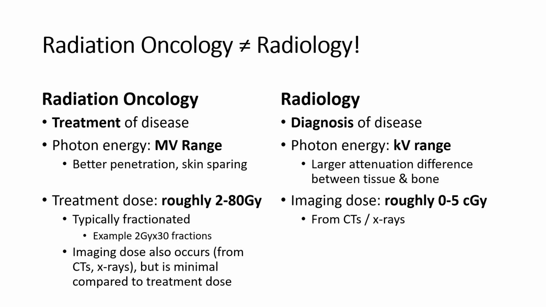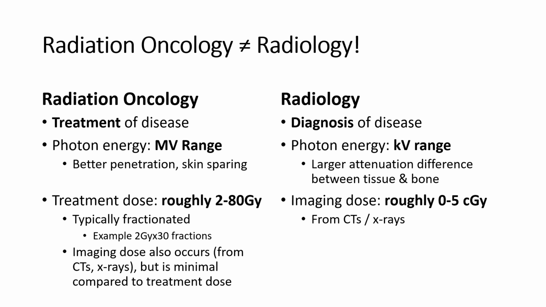In radiation oncology, we're talking about photon energies in the megavoltage range, which are about 1,000 times greater than the photon energies we're using in radiology for basically diagnostic CTs and X-rays. The megavoltage range we use in radiation oncology because it has better penetration and skin sparing. In radiology, if we're talking about CTs and X-rays, the kV range has a larger attenuation difference between tissue and bone. So that's why you're able to see bones really well on an X-ray. If you did that with an MV image, which we do sometimes, you don't see as much contrast.